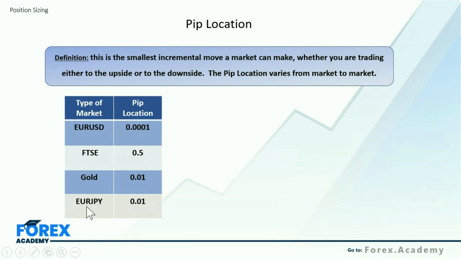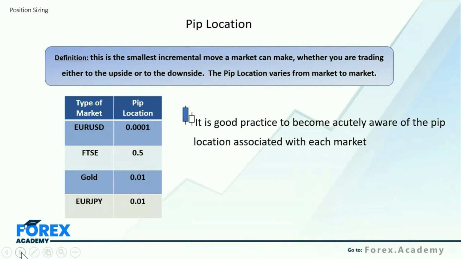And to differentiate between the euro dollar, I've also put in the euro yen, and you can see that the pip location is very different to the euro dollar, even though the base currency is the euro. The quote currencies are different. So if you're trading the dollar, it's to the 4th decimal place. If you're trading the yen, it's to the 2nd decimal place, as you can see on screen now, 0.01.